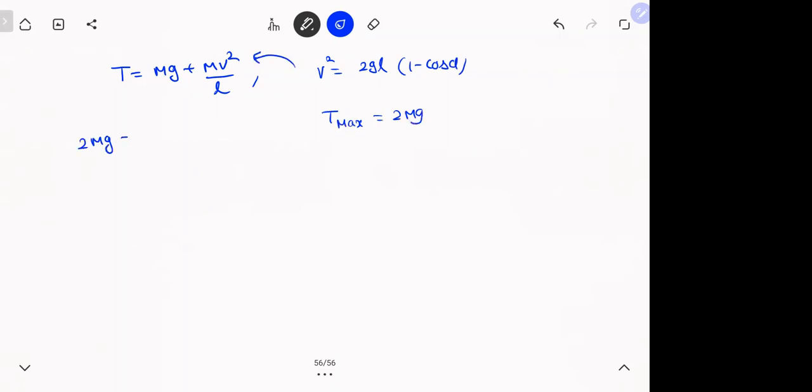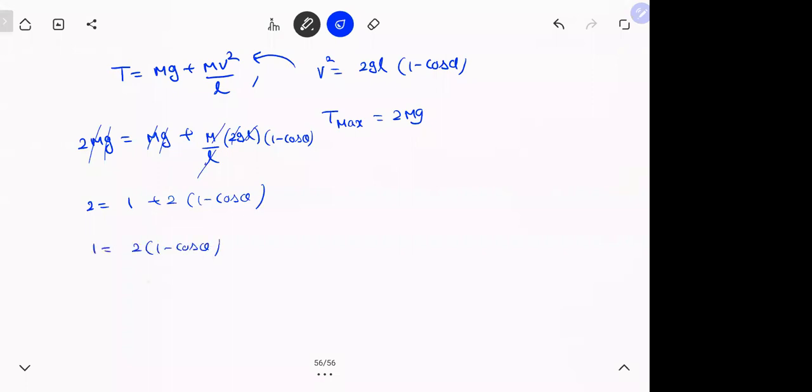That is given. So 2 mg is equal to mg plus m by L times 2gL(1 minus cos theta). L gets cancelled. mg gets cancelled. You end up with 2 is equal to 1 plus 2 into (1 minus cos theta). You get 1 is equal to 2 into (1 minus cos theta). Cos theta is equal to half, meaning theta is 60 degrees. So if theta is greater than 60, so if you make it swing more than 60 degrees, it breaks off even before reaching the lowest position.